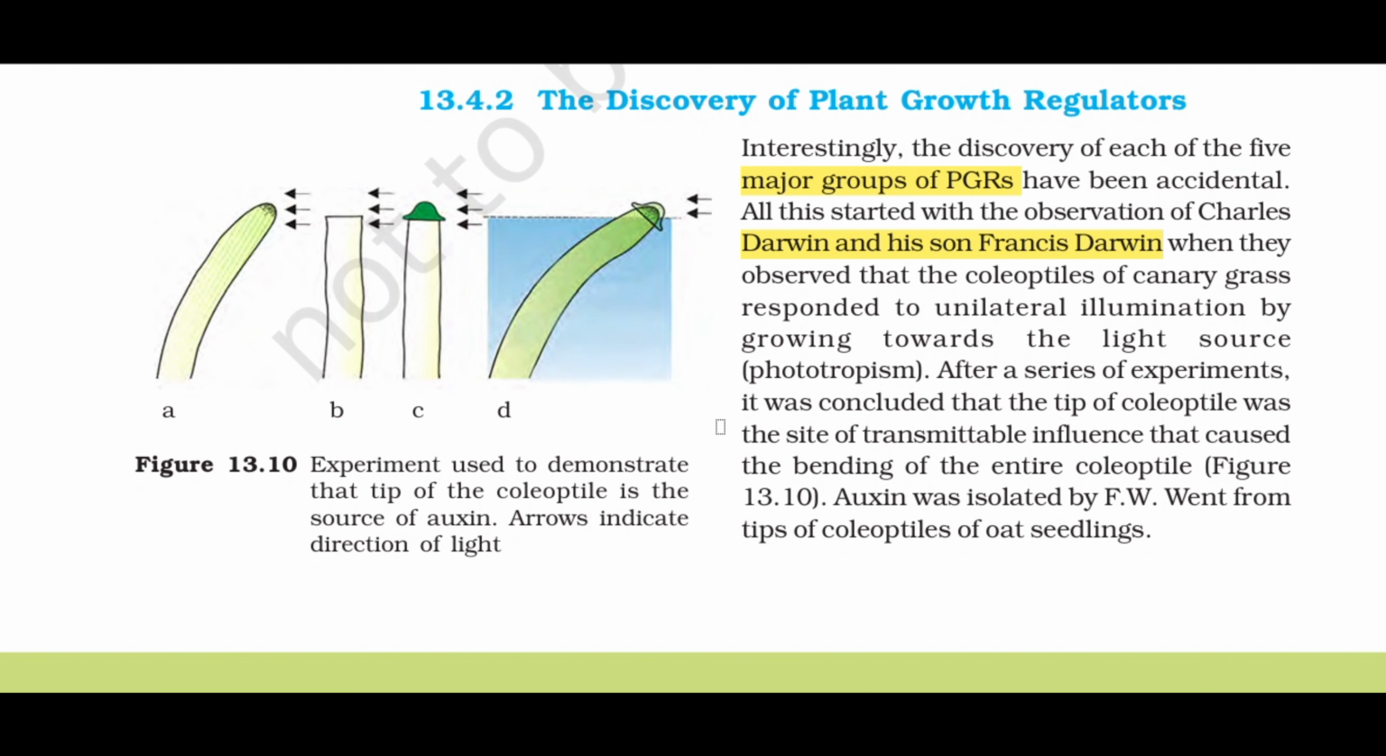After a series of experiments, it was concluded that the tip of coleoptile was the site of transmittable influence that caused the bending of the entire coleoptile, figure 13.10.